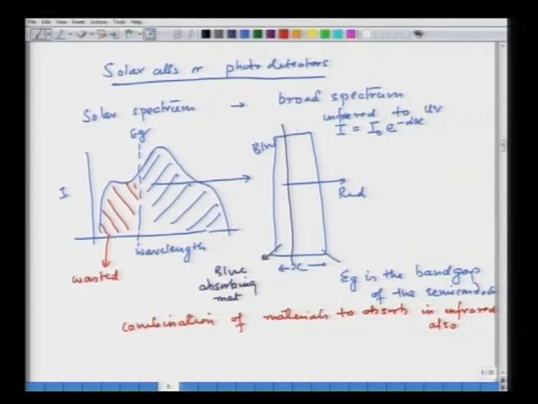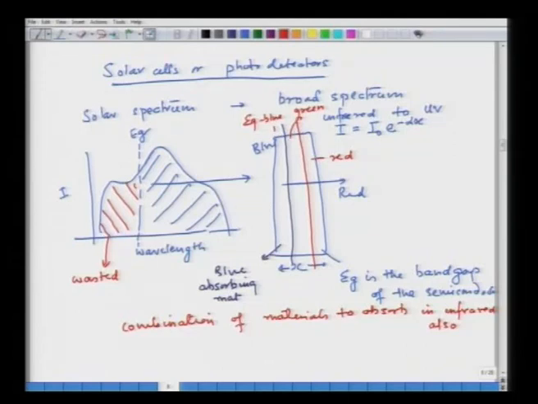Then something in between, and so the first layer should be Eg in blue, the second layer the Eg should be in green, and the third layer should be more red. This way we absorb most portion of the solar cell.